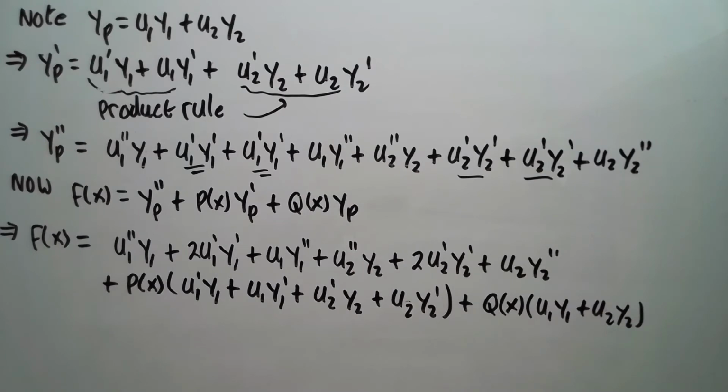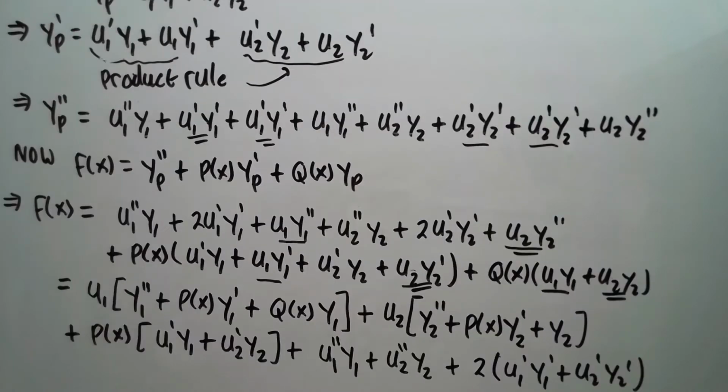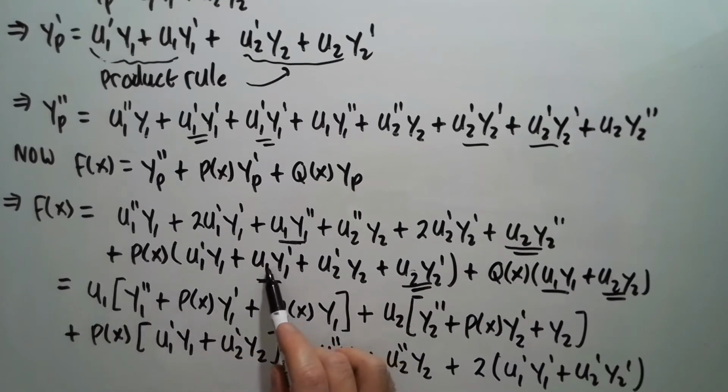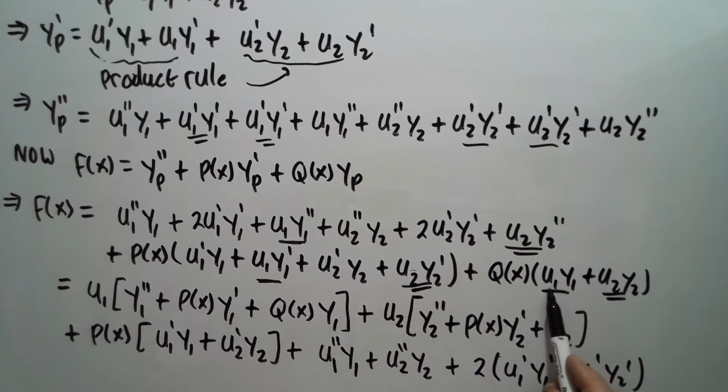Okay, now I'm going to rewrite it as the following. Here's how I rewrote it. I've underlined all the ones that have u1: this has u1 y1 double prime, down here this has u1 y1 prime with a p in front of it, and this has u1 y1. So I'm going to pull the u1 out of these three things. Pulling u1 out of this one, I have a y1 double prime, which I have here. Pulling u1 out of this one, I have a y1 prime and a p, which I have here. And pulling u1 out of this, I have a q y1 here, which I have there.